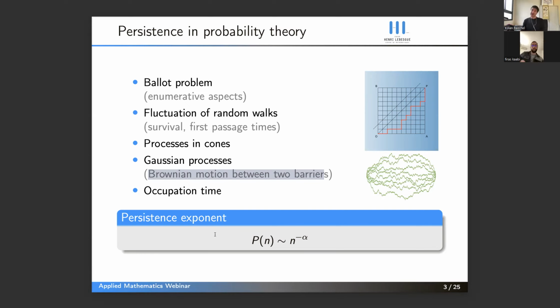Okay, so it was just a very small recap about classical examples in probability and physics. And in fact, many of these problems are quite difficult to solve. So if we're able to say something just asymptotically, let's say some probability P(n) is asymptotically equivalent to n to the minus alpha, we'll be already happy. Because the problem is difficult, we just want an approximation of the probability. Sometimes it will go to 0 polynomially fast, like this, and some other times maybe exponentially fast. In any case, we call this alpha the persistence exponent of the model.